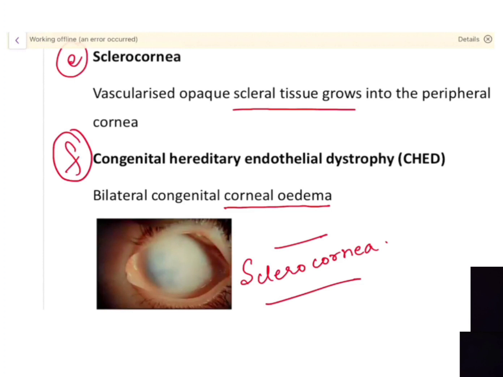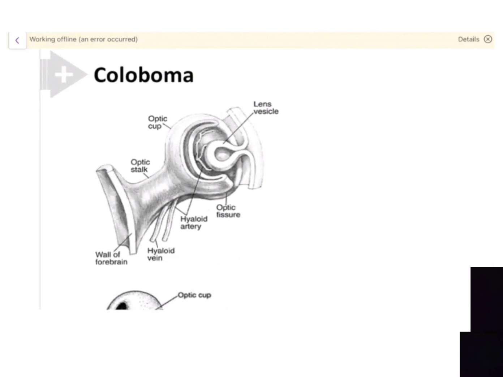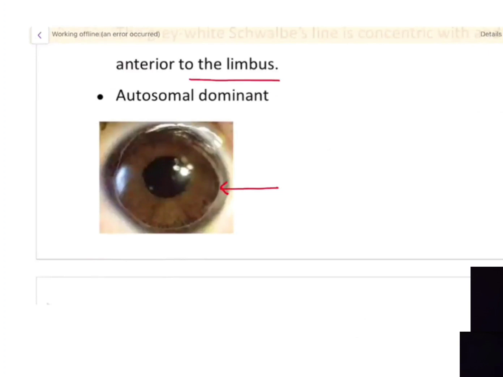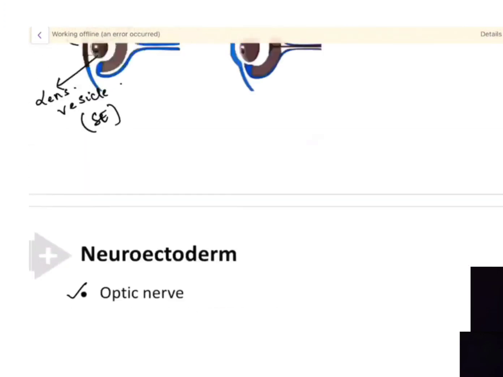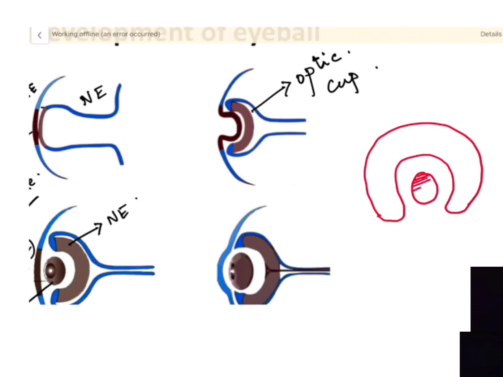Now let us look at another set of disorders which are also because of developmental problem, and that is this. That's called coloboma. Now what is coloboma? Now here see, when we learned the development of the eye, I'll just go back to this picture once more. We learned that this lens vesicle, remember, it lies at the center of your optic cup. See, the lens vesicle is at the center of the optic cup. So you have the optic cup, which is something like this. And here, surrounding it, here you have the lens vesicle.